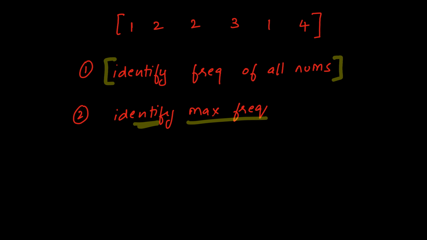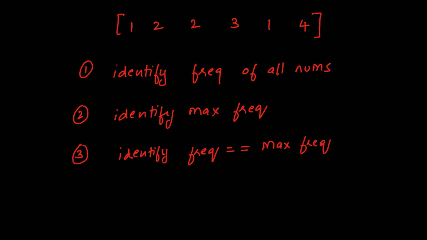This step is dependent on the first step. The last step is to identify the entries or frequencies that match the maximum frequency. That is, look for all the entries in the collection that we built in step 1 that match the maximum frequency we're calculating in step 2. Let's do a quick dry run to understand how these sub-problems will help solve the problem.